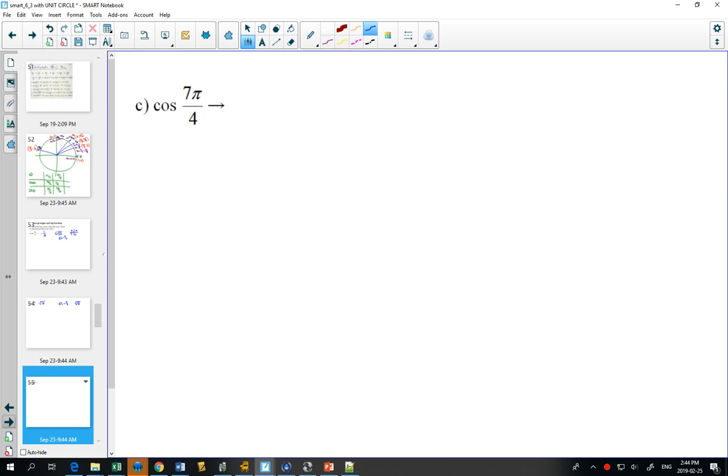Cos of 7 pi over 4. So first of all, it's really easy to see my reference angle is pi over 4. What quadrant is 7 pi over 4 in? It's in quadrant 4. Is cos positive or negative in quadrant 4? Positive. Cos of pi over 4 is root 2 over 2. So cos of 7 pi over 4 will be root 2 over 2.